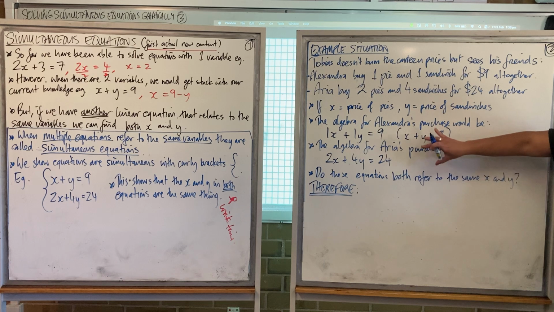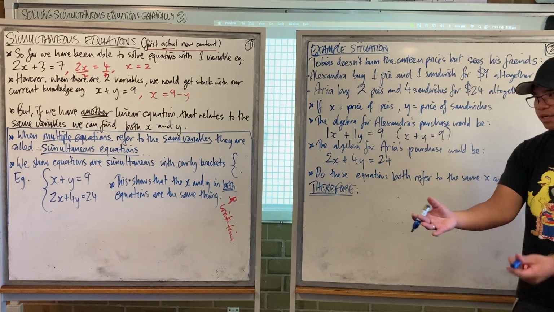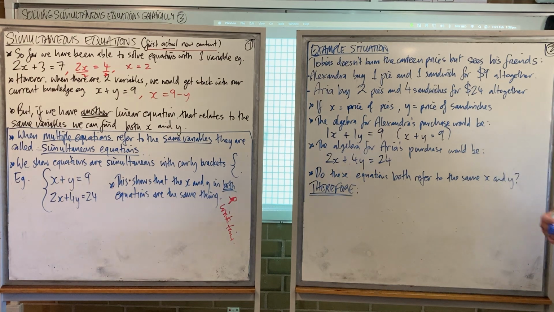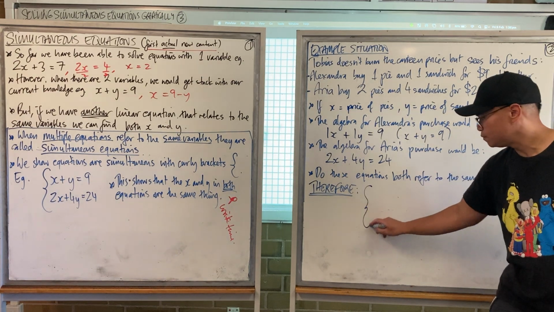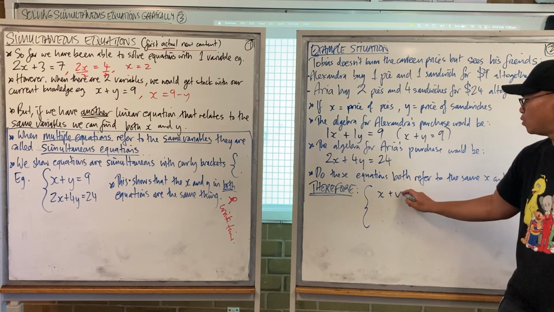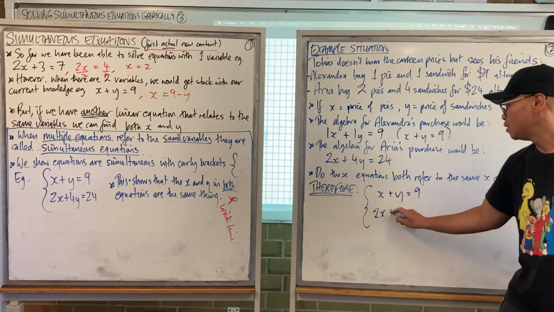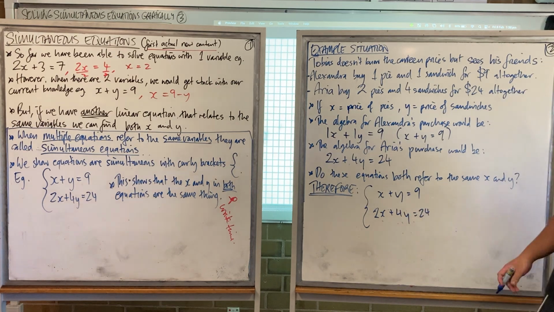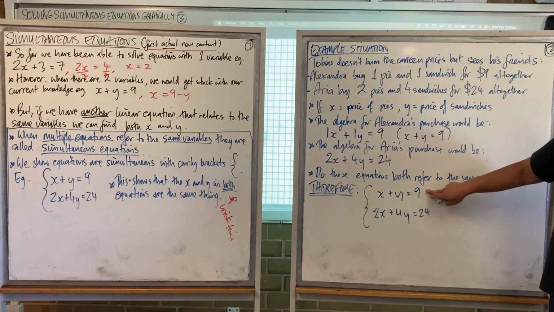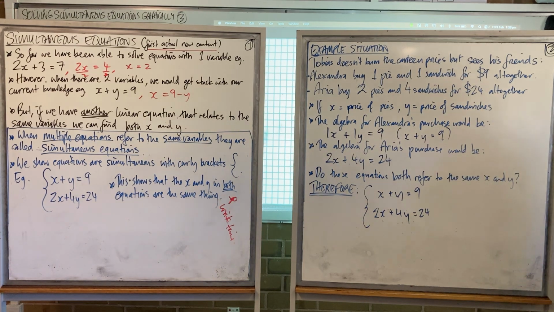Let me check with you. In your mind, do these equations both refer to the same x and y? Are we talking about the same pies, same sandwiches? Yeah. Therefore, how do I show that equations are simultaneous? Curly bracket. And it would be x plus y equals 9 and 2x plus 4y equals 24. Why is this useful? If I only had this information about Alexandra, I could not solve it. If I only had this information from Ari, I cannot solve it. If I have both, I can solve it. I'll give you some writing time for that. This will take longer, so I'll give you longer.